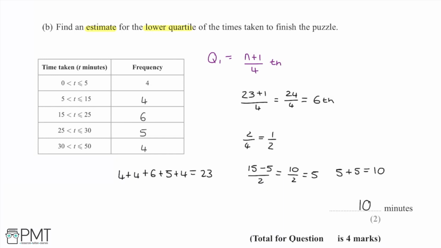The answer of 10 is going to give us the correct final answer to gain us the mark here. We would have gained the first mark for this calculation that we used here to find the value that's representing the lower quartile, and then the second mark for the final correct answer of 10 here.